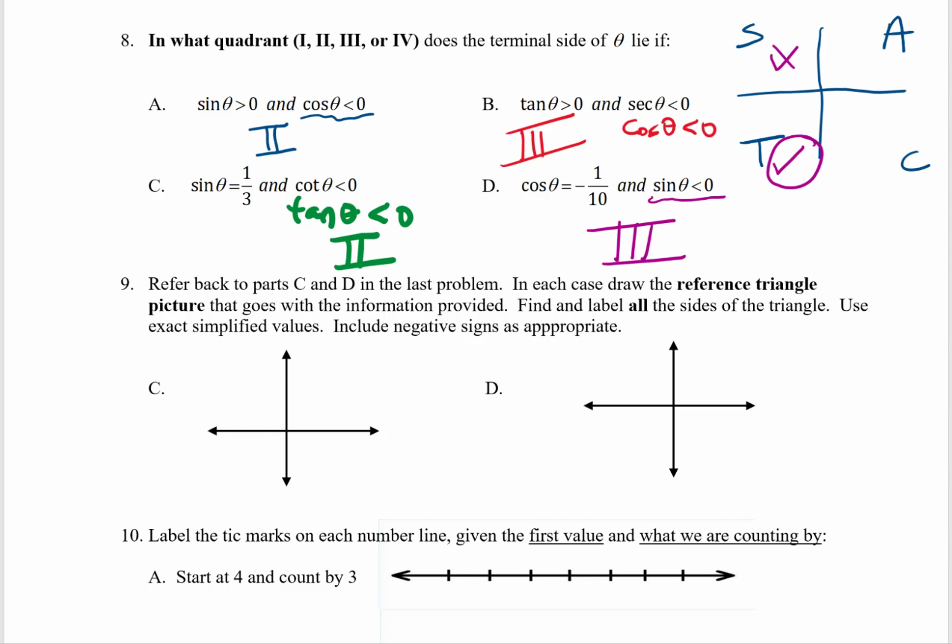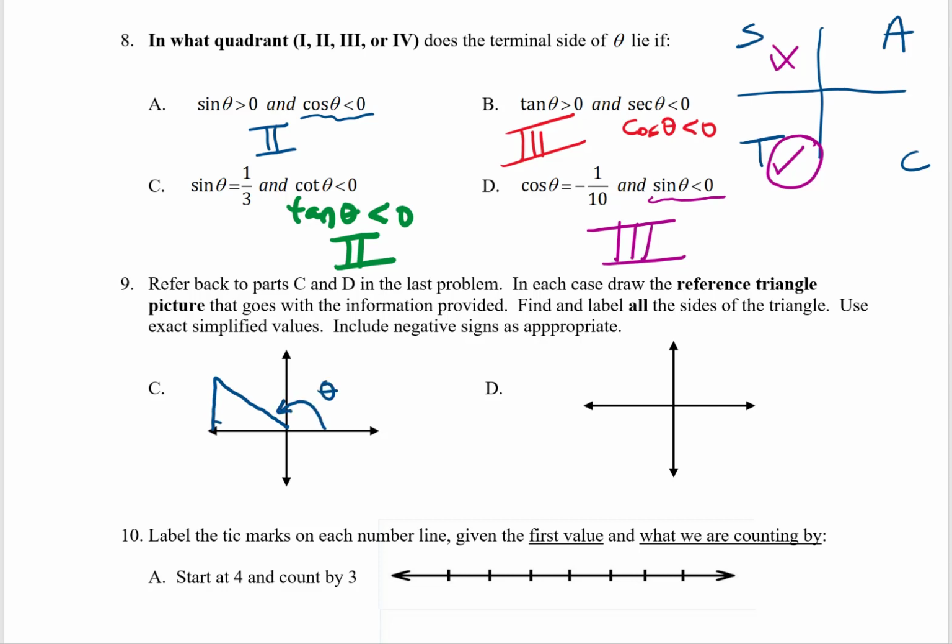Okay, and then number 9 refers back to number 8, to parts C and D. Now that we know what quadrant we're working with, let's draw the full reference triangle picture for angle theta. So in part C, theta is a second quadrant angle. The sine ratio is 1/3. So I'm going to draw a second quadrant angle. Here's angle theta right here.